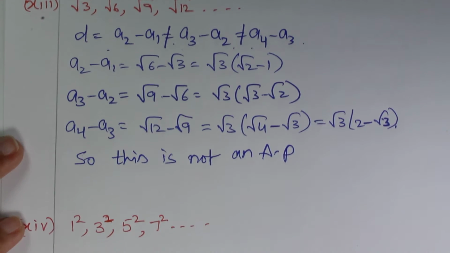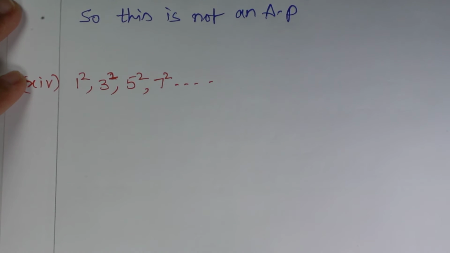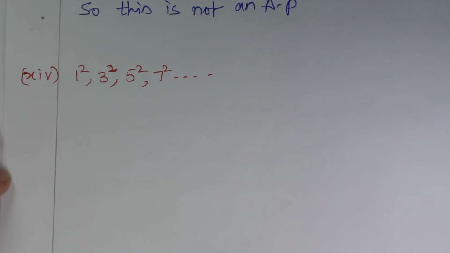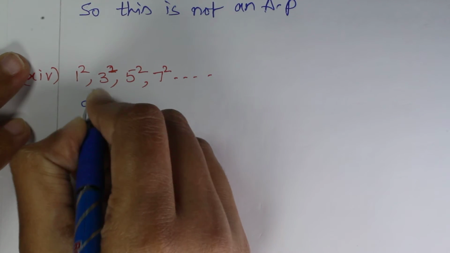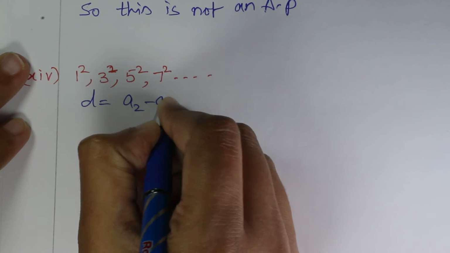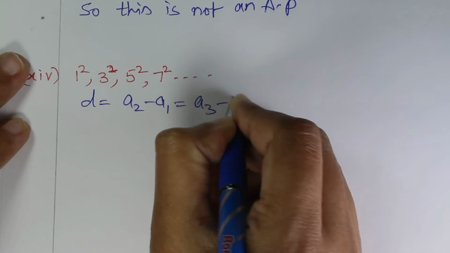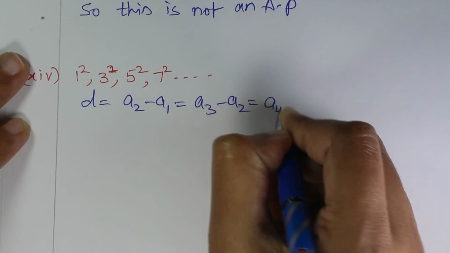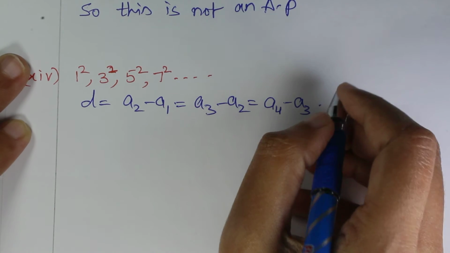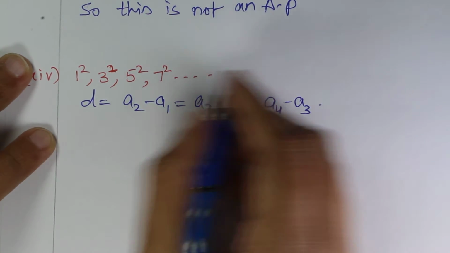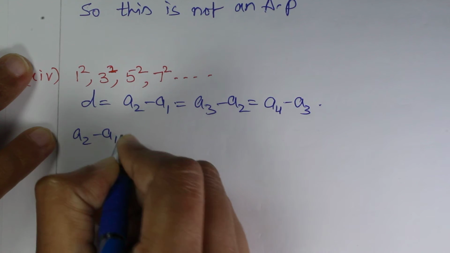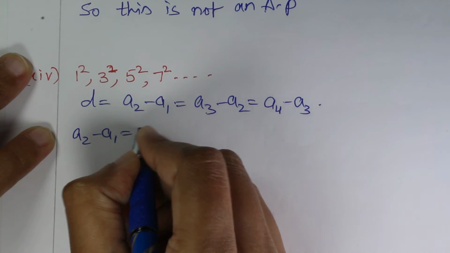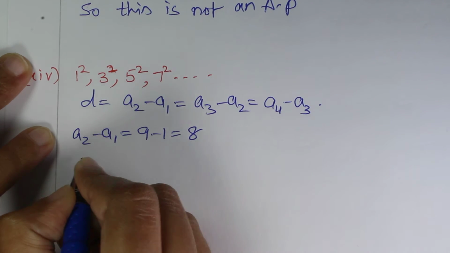Now let's move to the next part of the question. 1 square, 3 square, 5 square, 7 square and so on. Again we will put the condition D is equal to A2 minus A1 is equal to A3 minus A2 is equal to A4 minus A3. Now let's find out the common difference D between these terms. A2 minus A1 is equal to 3 square, which is 9, minus 1, that is equal to 8.